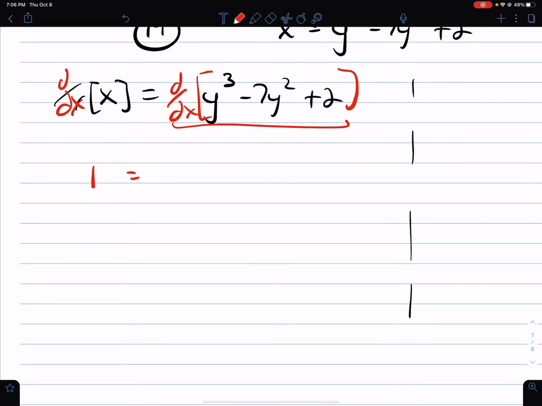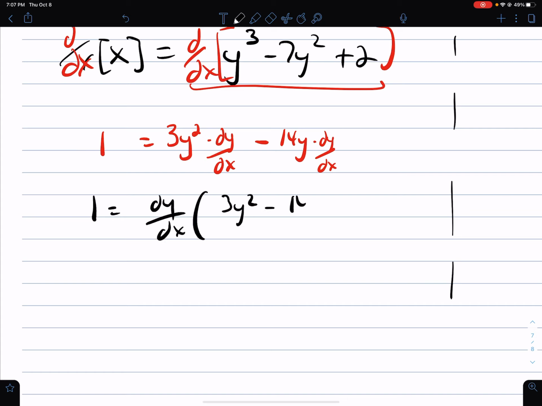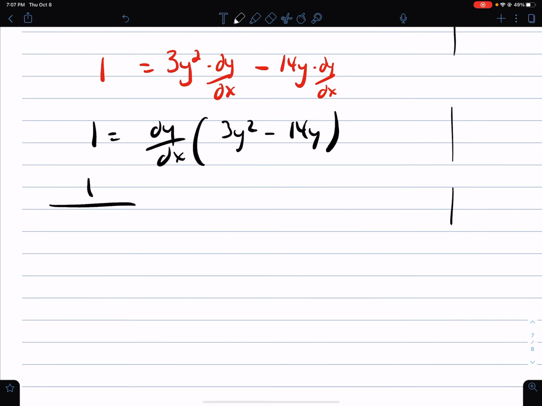Now, as we're doing this derivative over here, we're just going to use that sum and difference rule in real time. So the derivative of y cubed would be 3y squared. But since we're differentiating with respect to x, we'd have to multiply by dy/dx. Moving forward, we get 14y using the power rule. But then since we're implicitly differentiating, we multiply by dy/dx again, and then that plus 0, which I'm not going to include. So from there, we could just use our factoring. Factor out dy/dx. We'd have 3y squared minus 14y. And then just by division, 1 over 3y squared minus 14y should equal dy/dx.